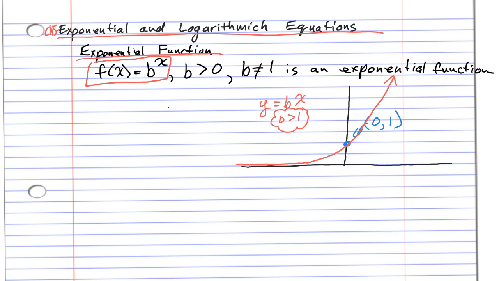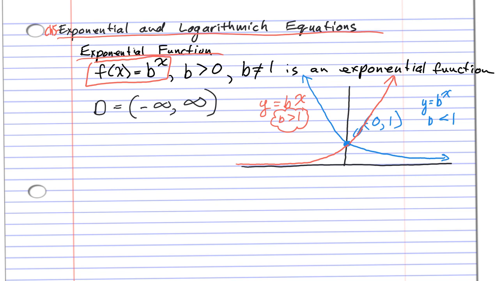So when the b value is less than 1, we have y is equal to b to the x where b is less than 1, and you have a graph that looks like this. It starts big and then goes through (0, 1), and then uses the x-axis as its asymptote as we go from left to right. Now, the domain for each of these is negative infinity to positive infinity. Okay?